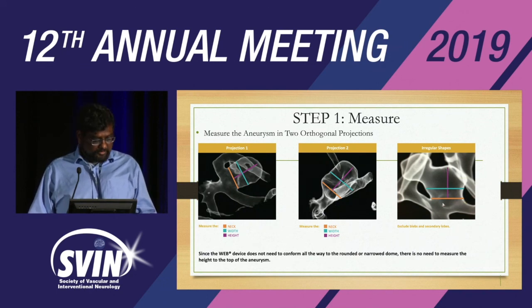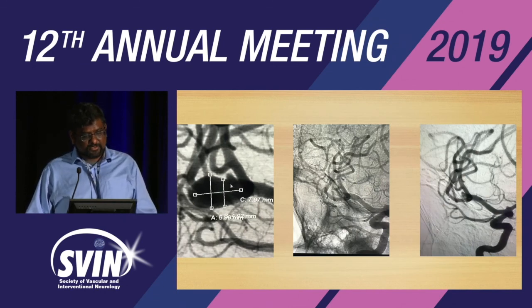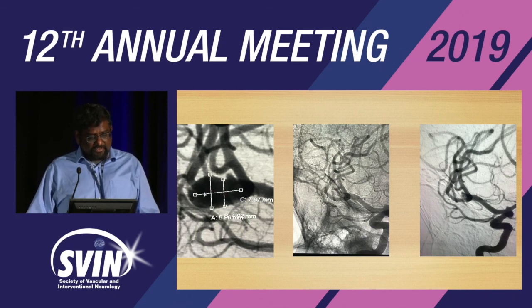And I do these measurements on the two-dimensional studies. So this is from my friend, Dr. Delgado. You can see that the way he's measuring it, he measures the height to the shoulders of the aneurysm. He does not go to the very apex. And you can see that he has two different measurements here.